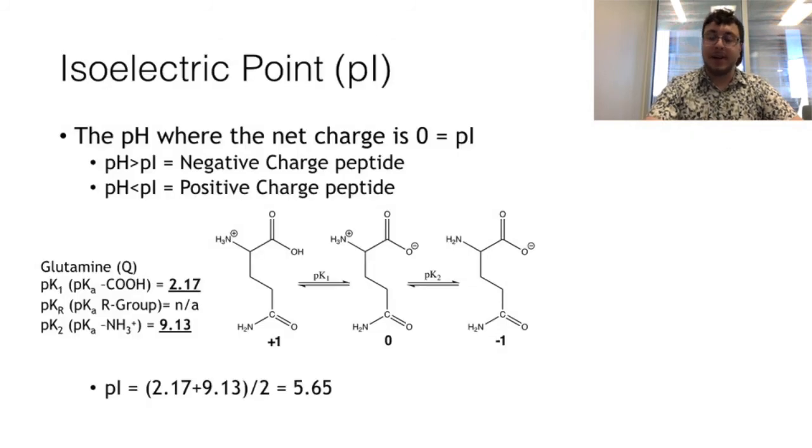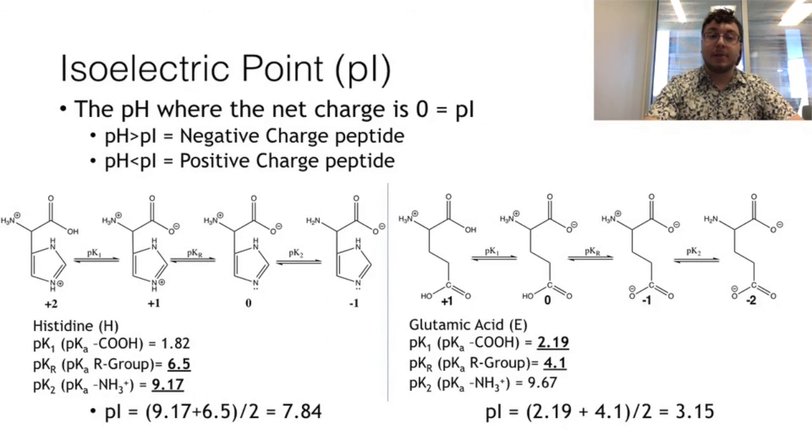The isoelectric point is the pH where the peptide we are looking at, or the amino acid we are looking at, has a net charge of 0. Whenever the pH is higher than the pI, it's considered a negative species, and whenever the pH is lower than the pI, the molecule will be a positive species. The pI is a net charge of 0. This does not mean that there is no charge, it just means that the positive outweighs the negative. So for glutamine, we take the mean or average of the two pKa values, giving us a pI of 5.65.